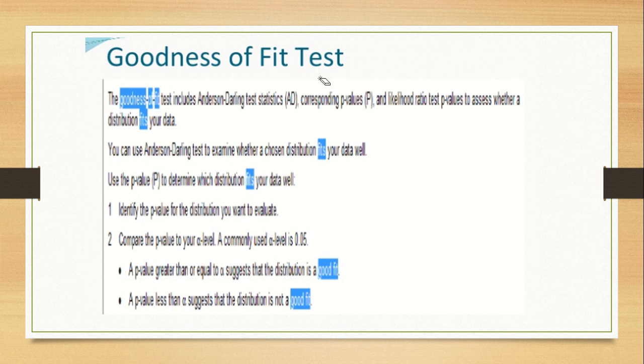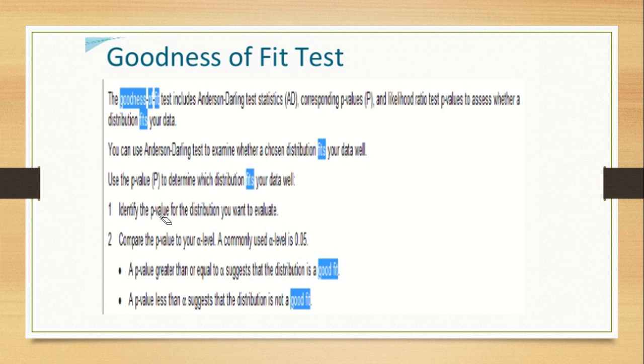So the goodness of fit test includes Anderson-Darling test statistics, corresponding p-values, and likelihood ratio test p-values to assess whether a distribution fits your data. So you can use the Anderson-Darling test to examine whether a chosen distribution fits your data well. So use the p-value to determine which distribution fits your data well.